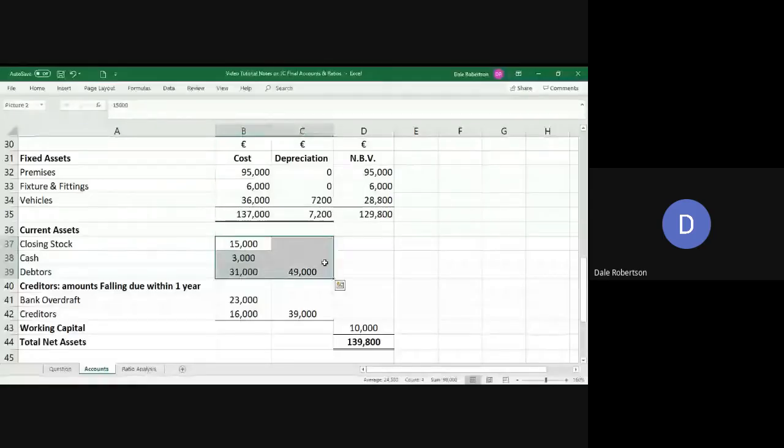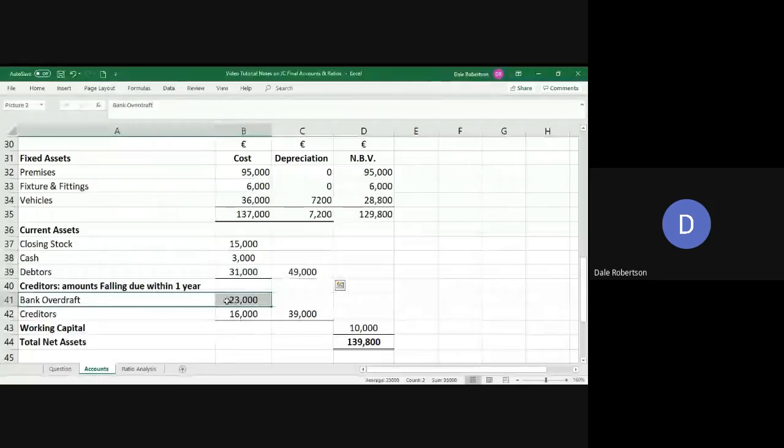Less than the only 2 we really can have in junior cert questions, which is bank overdraft and credit loss. That's the answer.